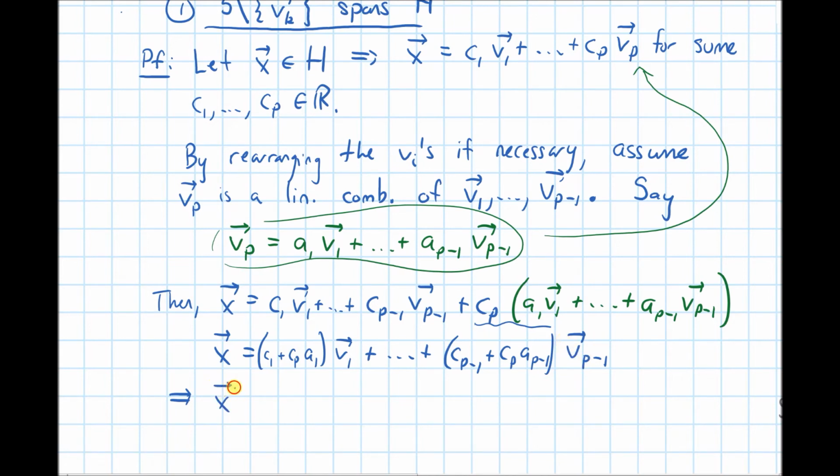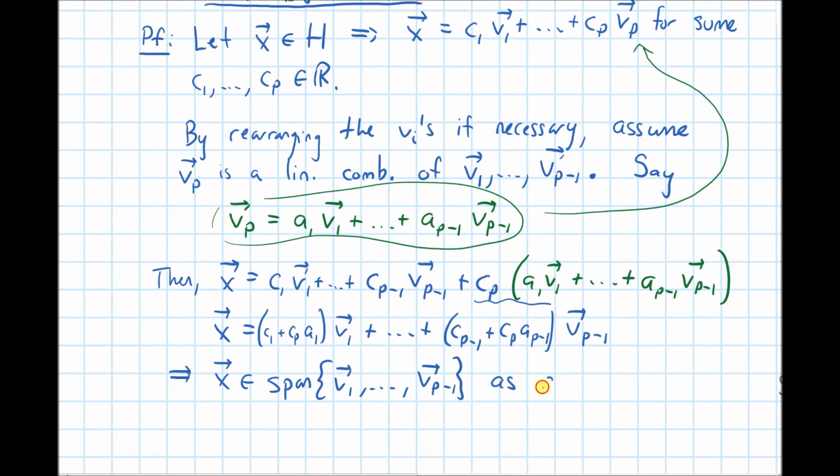And that's the same thing as saying that x is in the span of V1, comma, VP minus 1. So x is in the span of all the vectors, but after I tossed out VP. And that's what we wanted to prove. So I'll just write as desired. That's what I wanted to show. And now we're done with the proof. So I write my done with proof symbol. Okay, so we have proved part 1 of this.